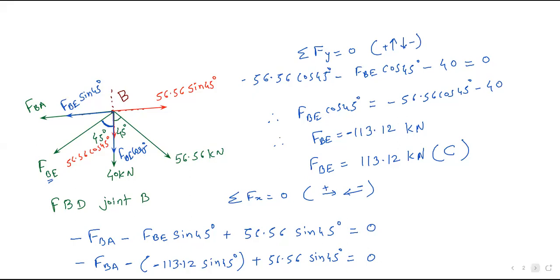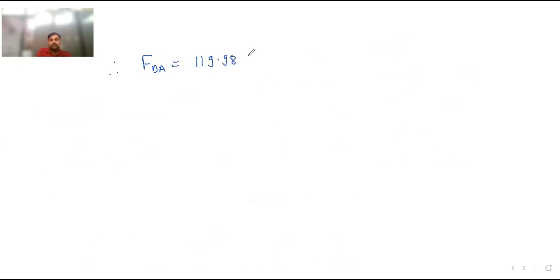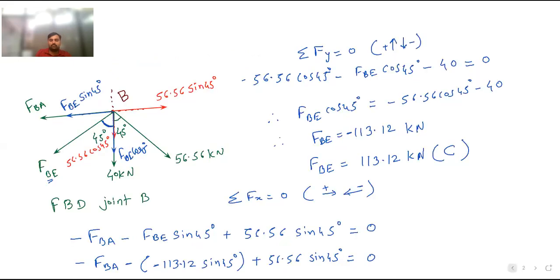Okay. So FBA is 119.98 kilonewton tensile. Okay, tensile. So finally, now you have got the forces in all the members, FBA and FBE.